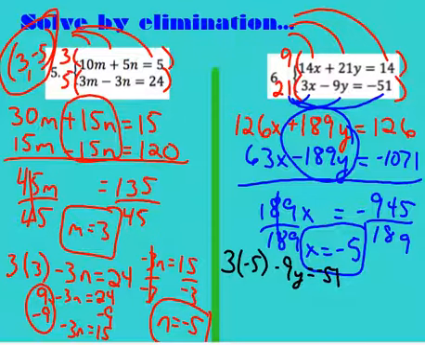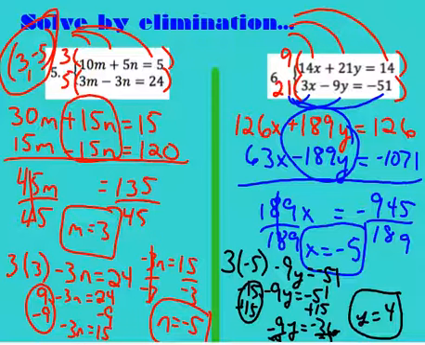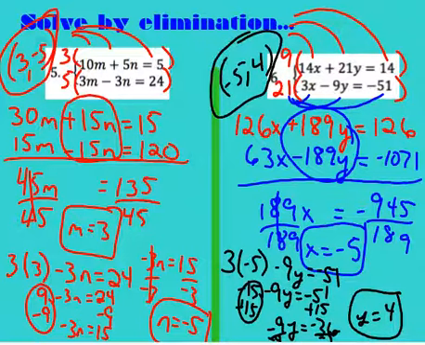Negative 15 minus 9y equals negative 51, plus 15 plus 15. I like this. Negative 9y equals negative 36. If I divide both sides by negative 9, y equals 4. So I got negative 5 comma 4. Make sure I see two answers every single time.